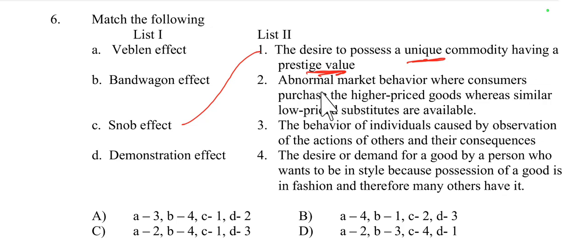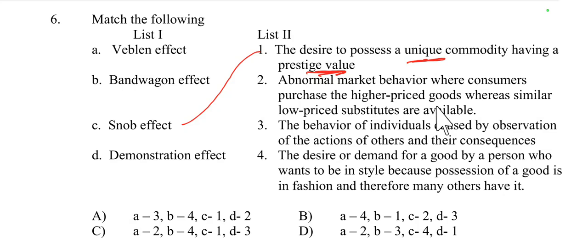Then the second one is abnormal market behavior, where consumers purchase higher priced goods whereas similar low priced substitutes are available. So people purchase higher quality goods. At that time similar low priced substitute goods are available, but people prefer to buy higher priced goods.